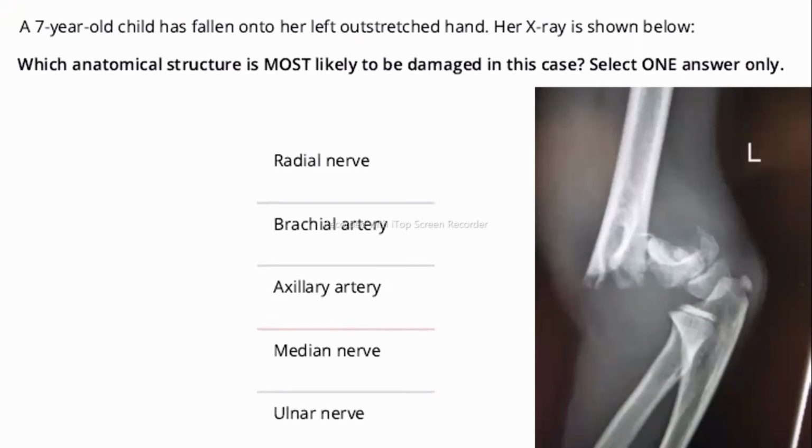Median, number one. Brachial artery. If they give you artery and nerve, which one is important? Artery is more important. But here, is it likely or important? Most likely. It means common. It means artery also. Okay, so the most likely here is artery, and the most important is artery.